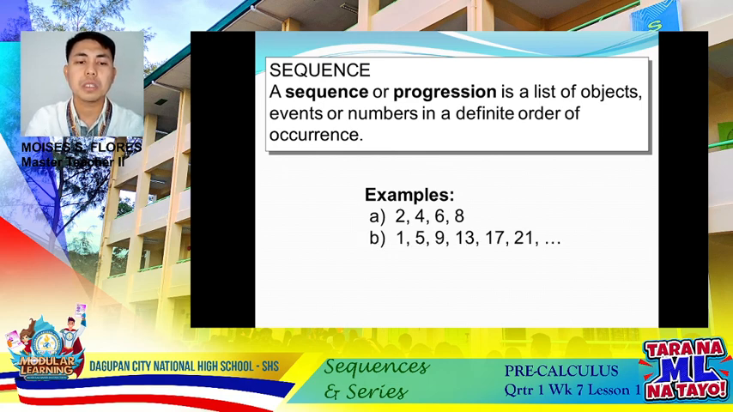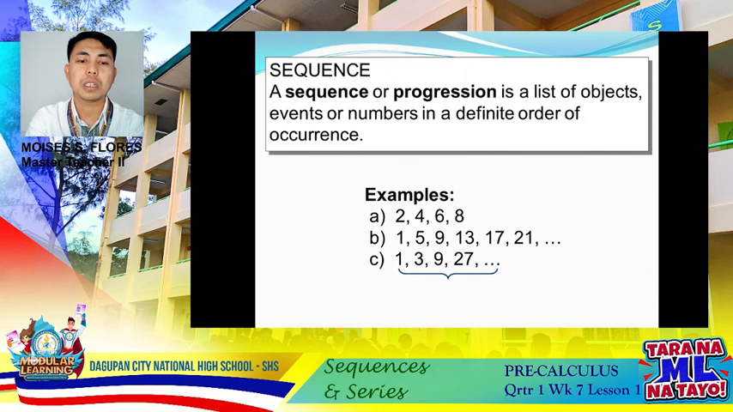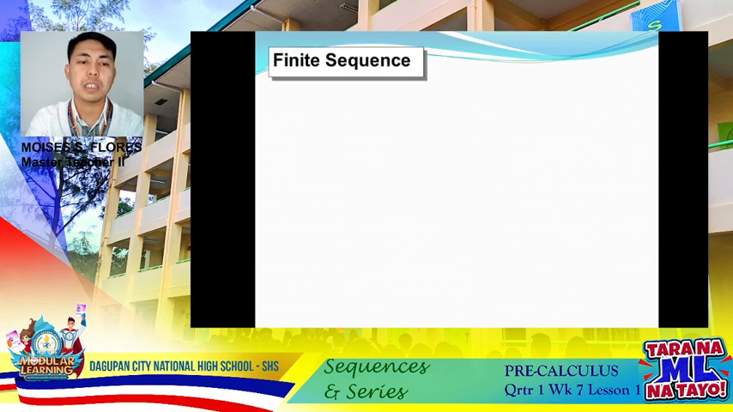Other examples are 1, 5, 9, 13, 17, 21, and so on, and the last example is 1, 3, 9, 27. Each member of the sequence is called a term. Again, this is the definition of a sequence or a progression. We can classify sequences into two. The first classification is the finite sequence.